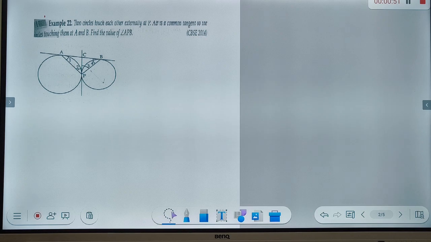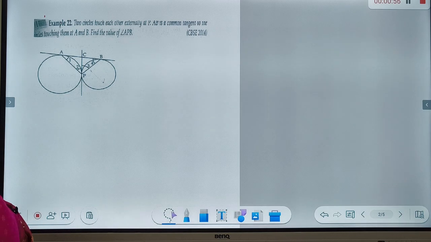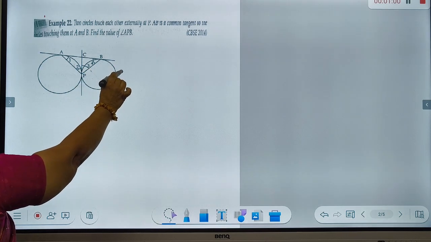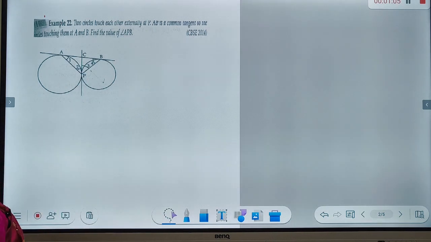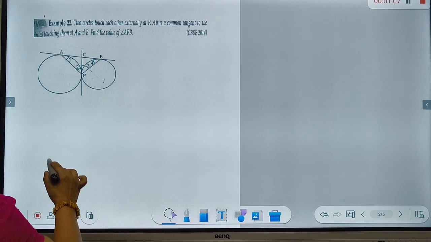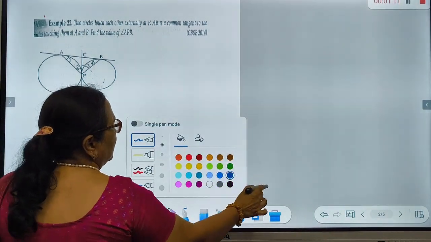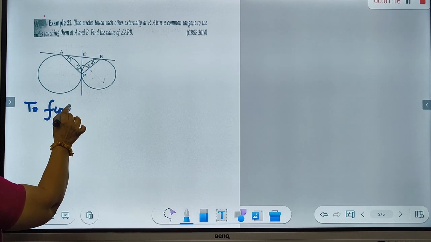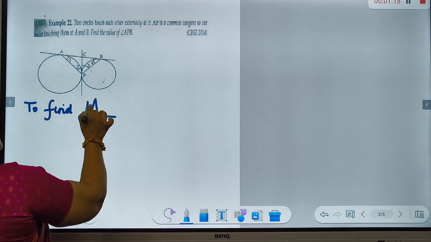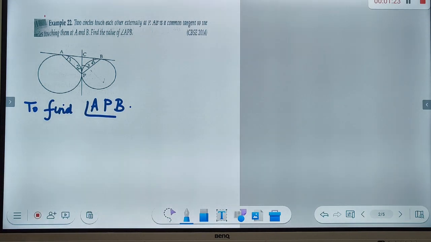So this is the first problem. You have two circles touching each other externally at the point P. AB is a common tangent to the circles touching them at A and B. You have to find the value of angle APB. So what you need to find is angle APB. So what do you observe?